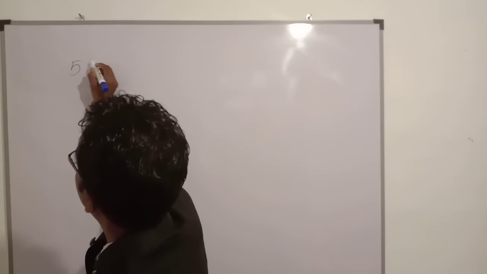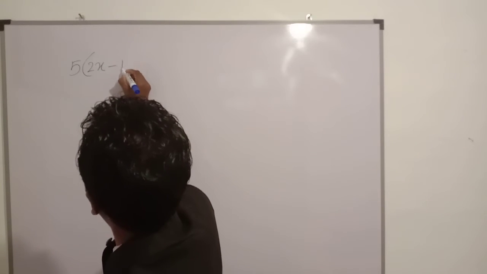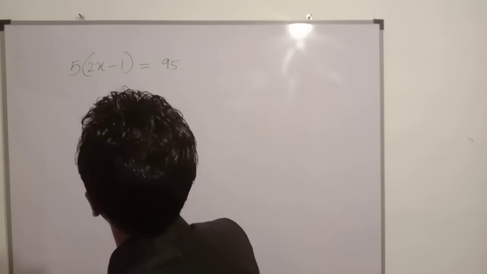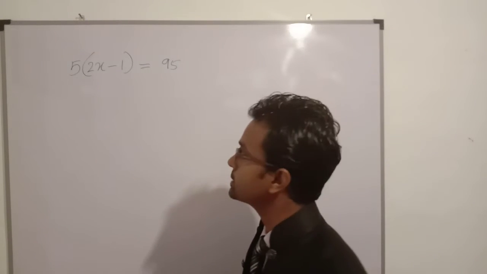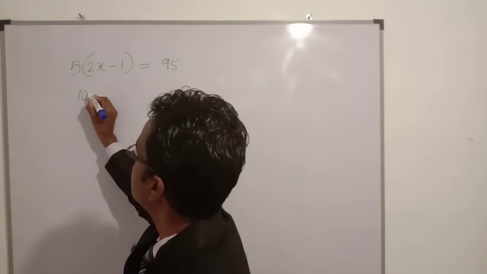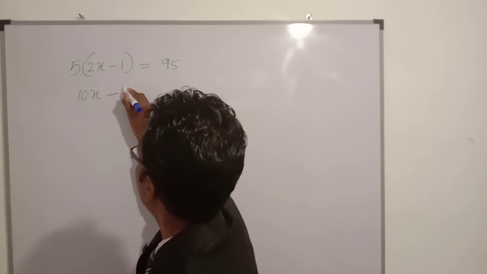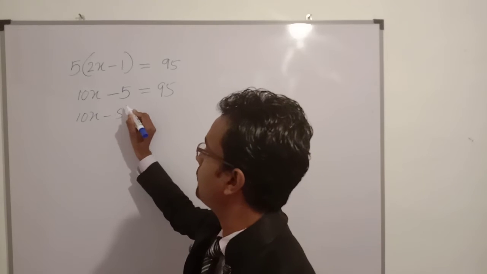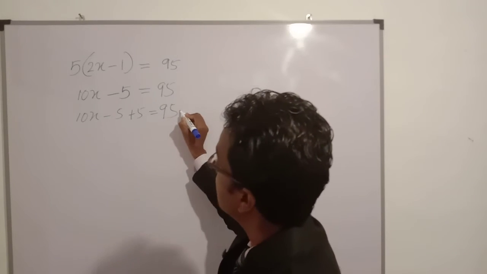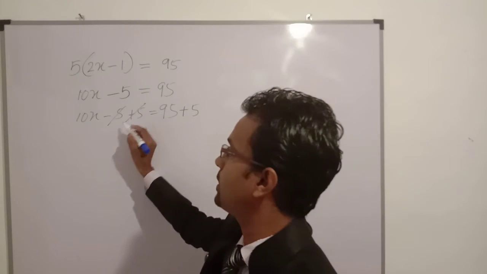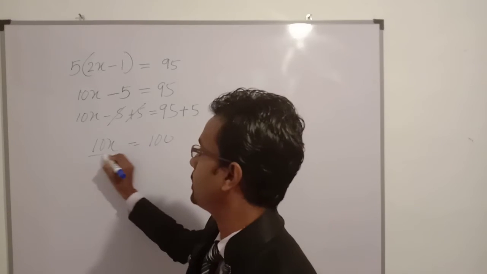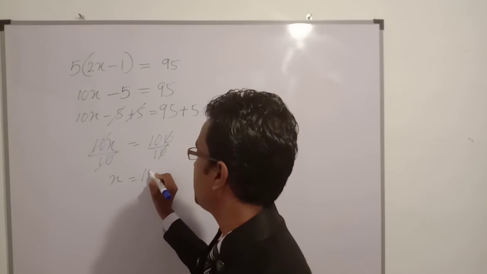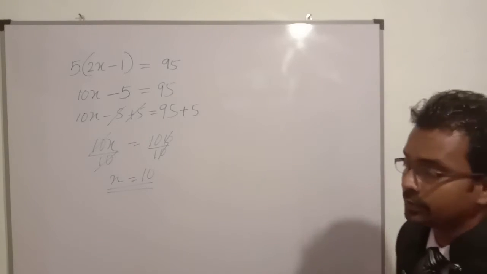This is 5 times 2x minus 1 is equal to 95, right? This is the equation with brackets. Let's remove brackets. 5 times 2x, 10x, plus into minus, minus, 5 times 1, 5 equals 95. Okay, now let's cancel negative 5. 10x, negative 5, its opposite value positive 5, equal 95 plus 5. This plus 5 minus 5 cancel out. 10x is equal to 100. Divide both sides by 10 because we want the value of x. 10, 10 cancel out. X is equal to 10. 10 is the answer, right?